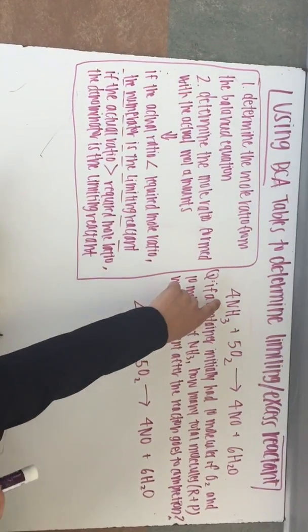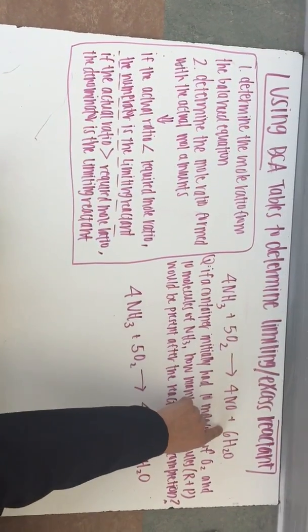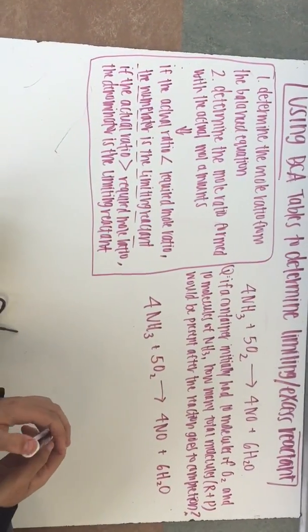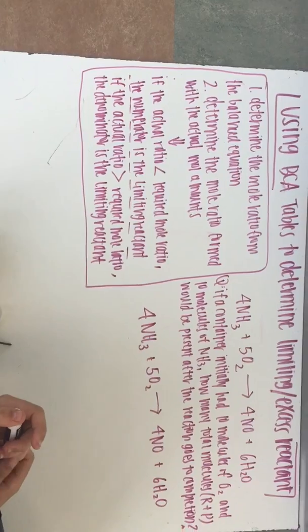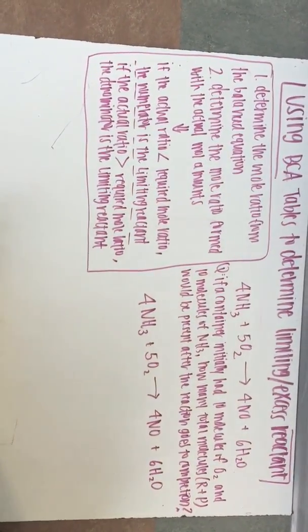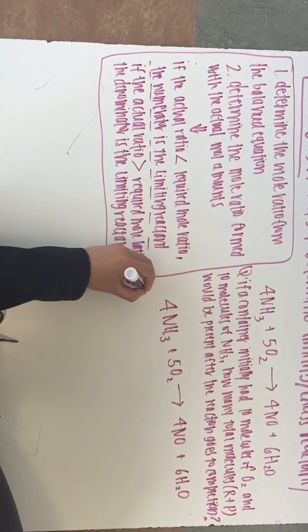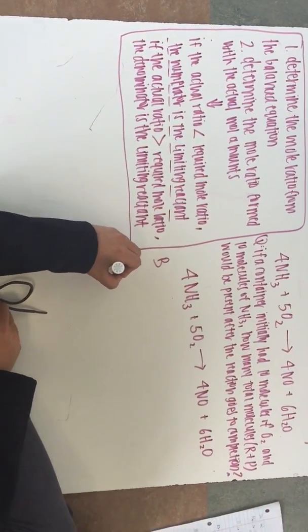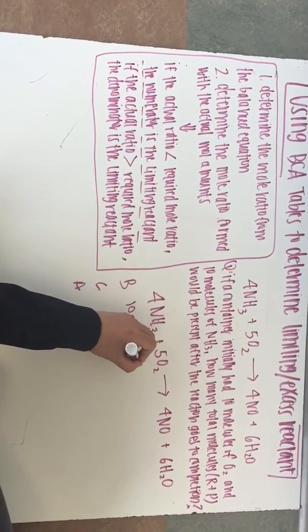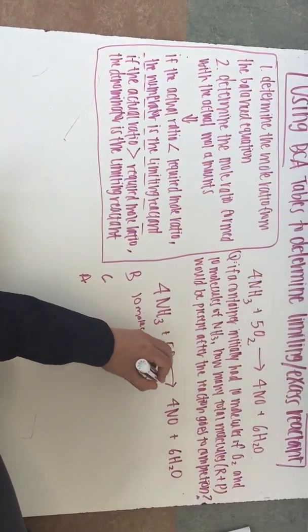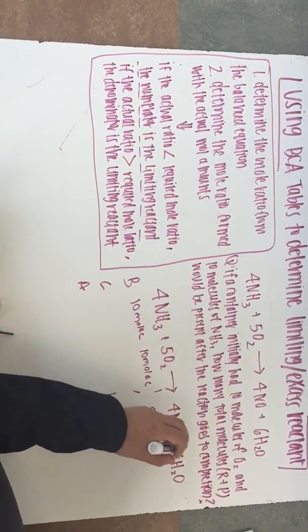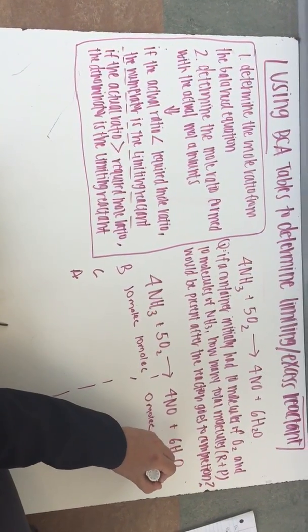Like here we have 4NH3 plus 5O2 yields 4NO plus 6H2O. The question is, if a container initially has 10 molecules of O2 and 10 molecules of NH3, how many total molecules, reactants and products, would be present after the reaction goes to completion? So it's a simple BCA table. BCA. You have 10 mol here, 10 mol here, and 0 mol here, and 0 mol here.